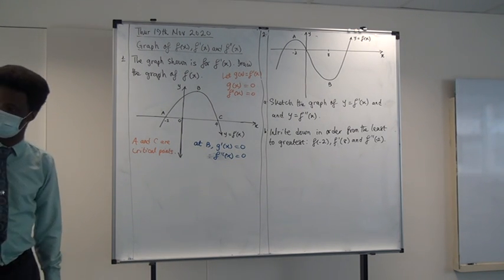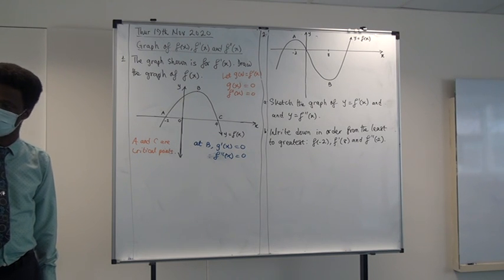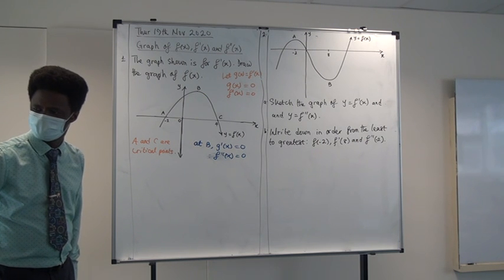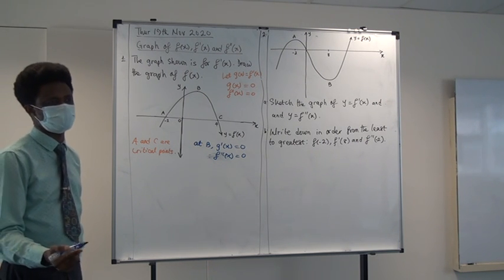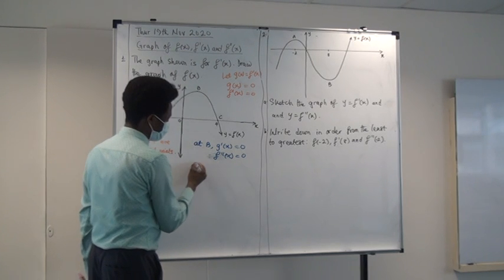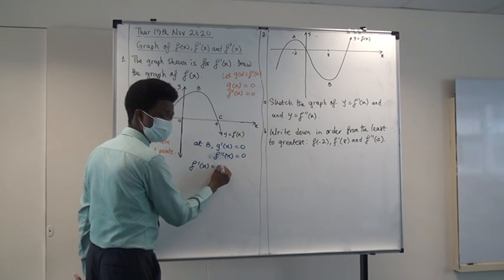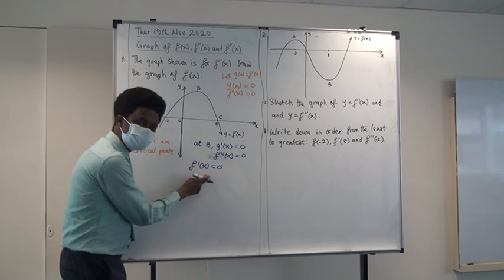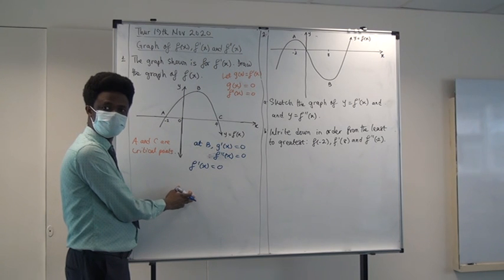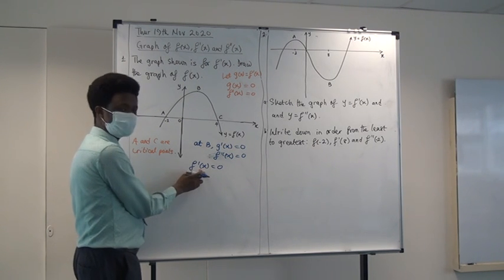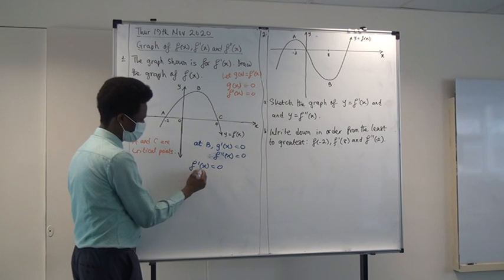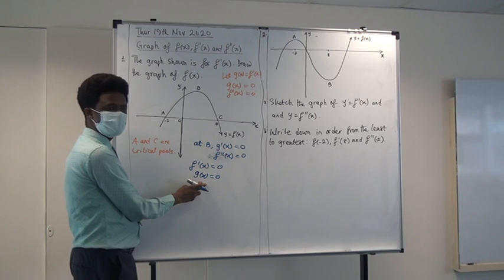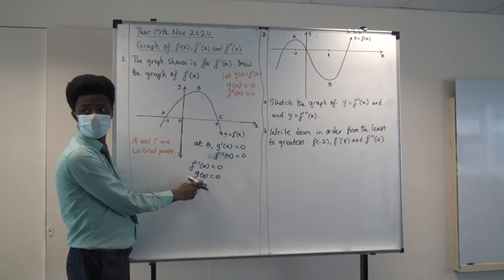But why do you say it's non-stationary? Because f prime of x is not 0 at that point. Remember, if this happens and this is equal to 0, then it's a stationary inflection point. This is equal to 0 means it crosses this axis at that point. It means f prime crosses. My f prime is my g now. If this happens and this happens, then it's a stationary point of inflection.